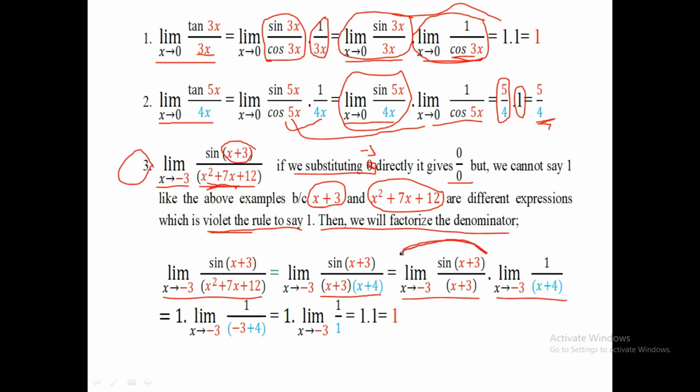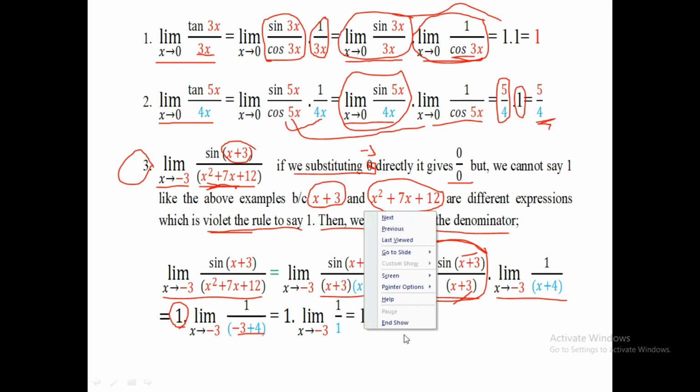Now the limit for this first one is exactly 1, because the expression is x plus 3, and if you substitute minus 3, it is 0 over 0. So the answer is 1. Again, for the other one, as x approaches minus 3, minus 3 plus 4 gives 1. Then 1 times 1, the limit is 1.